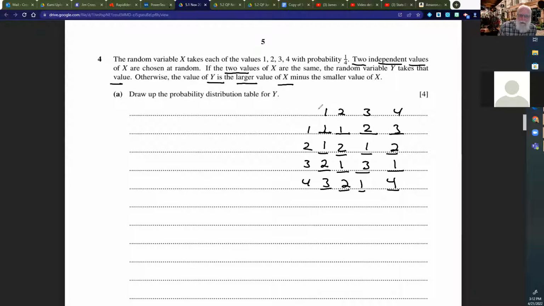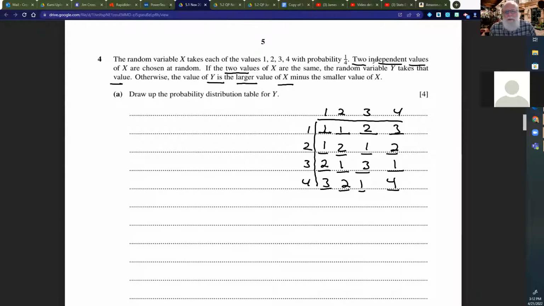So now, inside the middle here are all the possible outcomes for Y. Wait, so how'd you know you had to do that? How do I know to do what? Like treat it like a dice.